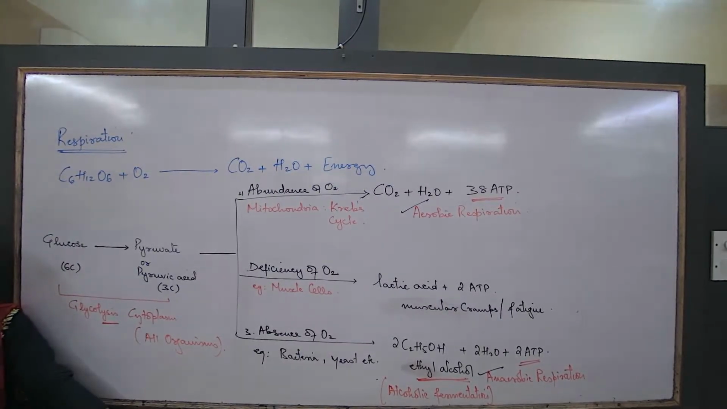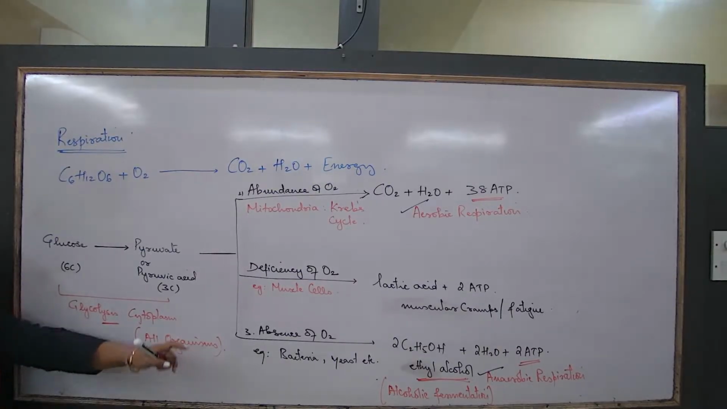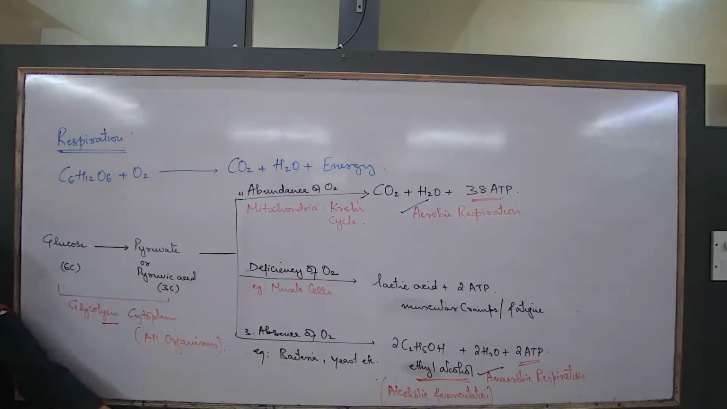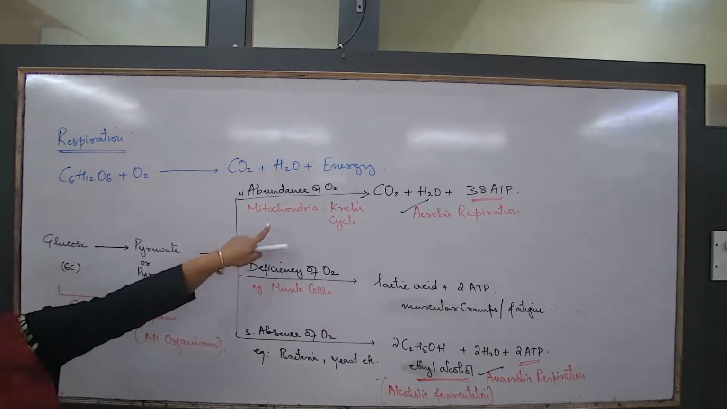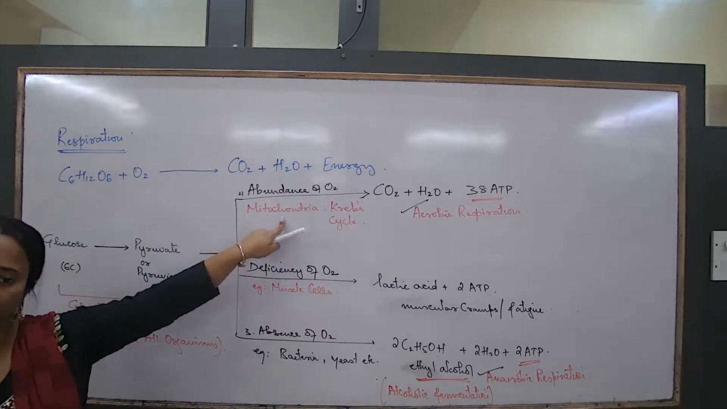What is anaerobic respiration also known as? What is the alternative name for anaerobic respiration? Alcoholic fermentation. And what is aerobic respiration also known as? Krebs cycle. Where does Krebs cycle take place? Inside the mitochondria. Is that clear?